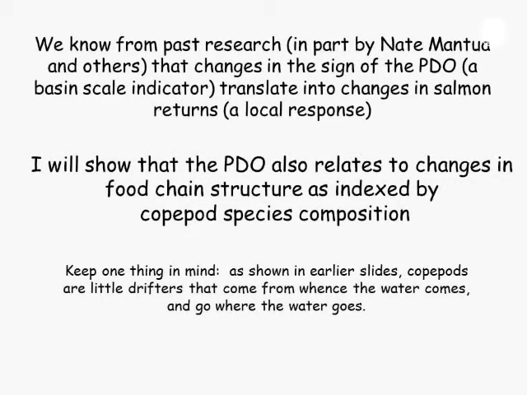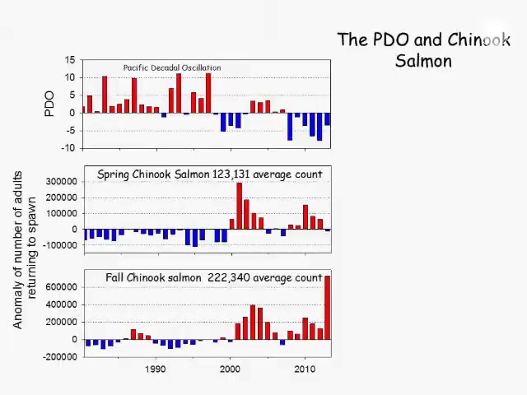But the point of my talk is going to be that the PDO has a big control over the kinds of copepods we get off the coast. Okay, it's a huge deal. All right, so this is a slide showing the PDO from 1980 up until last year. The top panel is the PDO. Positive phase from 1980 up until 1997, remember, and then went negative for 5 years, positive for 5 years, negative for 6 years. This is the spring Chinook counts at the Bonneville Dam on the Columbia River.